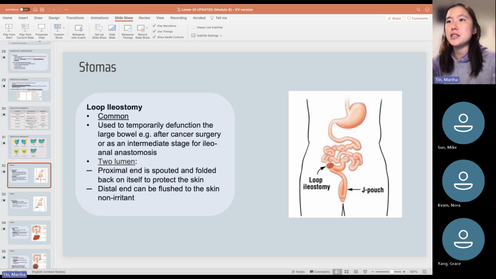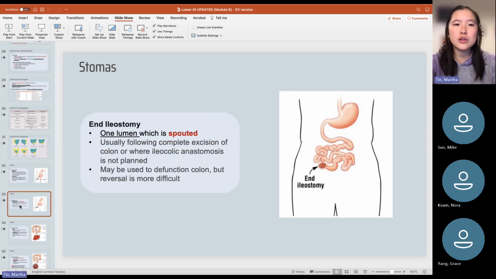A loop ileostomy is very common. Most commonly, if someone has a loop ileostomy, it's likely to indicate they've had an anterior resection. This is a removal of the rectum and sigmoid colon, and in this case, there's a new anastomosis that's been formed below the loop, and you create the loop so that it can heal. So moving on, the other kind of ileostomy you can have is an end ileostomy.